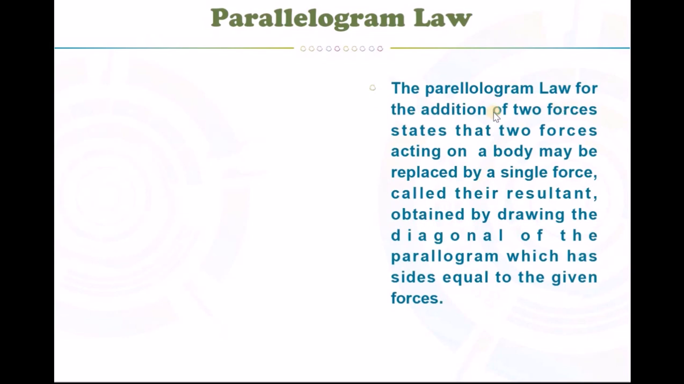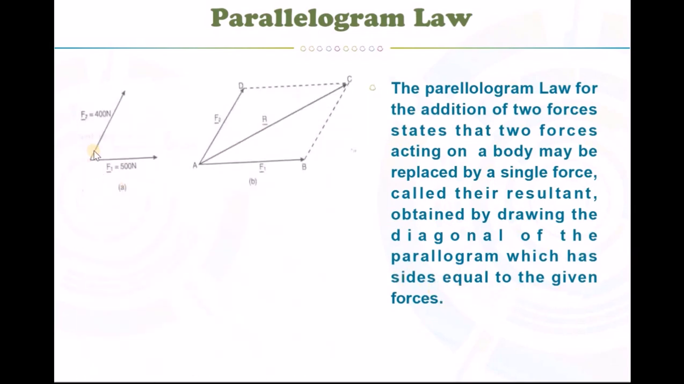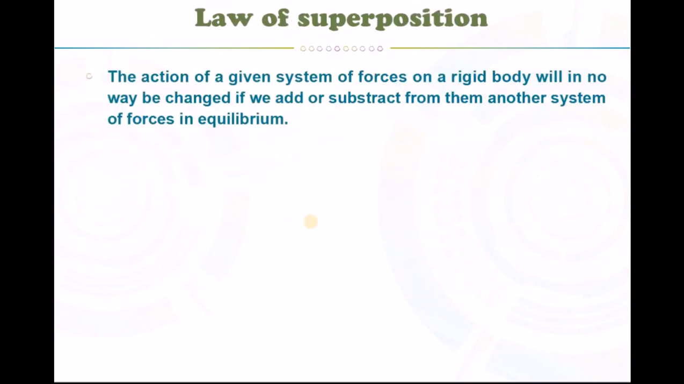The parallelogram law for the addition of two forces states that two forces acting on a body may be replaced by a single force, called their resultant, obtained by drawing the diagonal of the parallelogram which has sides equal to the given forces. Suppose two force F1 and F2 are acting at a point. So the resultant of these two forces will be the diagonal of a parallelogram whose two adjacent sides are the given two forces. And we all know the formula using which we can easily calculate the magnitude and direction of the resultant force.